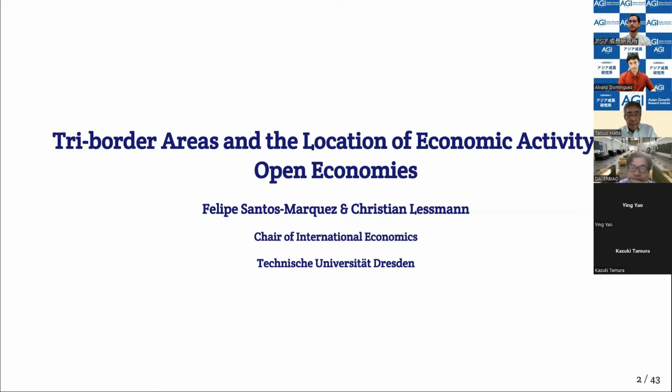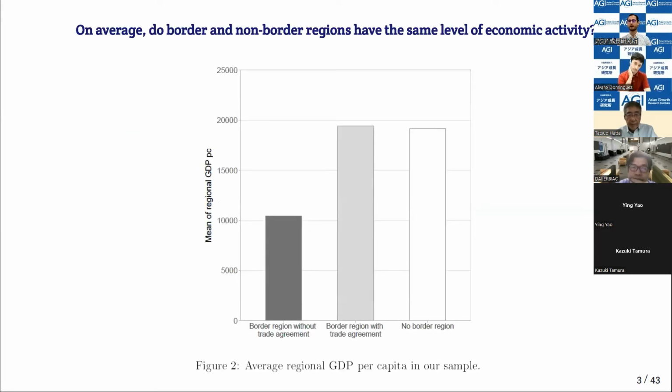And what's the motivation of this paper? The motivation can be summarized by this simple bar plot. This bar plot answers the following question: on average, do border and non-border regions have the same level of economic activity? Here we're talking about subnational regions. So think about a region in the center of Brazil, and think about a region in the border next to Argentina or Colombia. Would those regions on average have the same income level? Now, if we have a worldwide sample, we find that actually inland regions are richer than border regions.